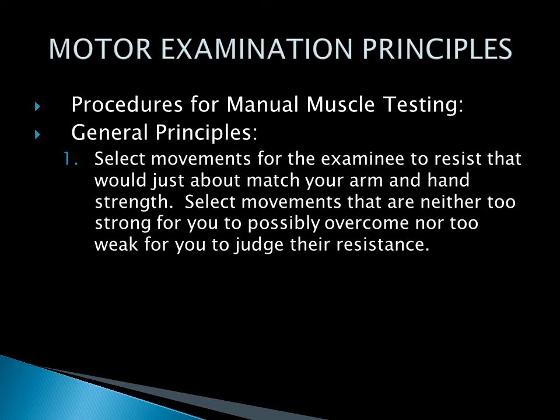So select movements that are neither too strong for you to possibly overcome nor too weak for you to judge their resistance. In contrast to that example, if you were testing a 250-pound muscle builder with deltoids the size of bowling balls, when you test resisted shoulder abduction on him, you do want to make sure that you extend his arm out fully and you apply your pressure to his wrist or top of his hand. In this case, you increase the length of the lever to give yourself mechanical advantage.